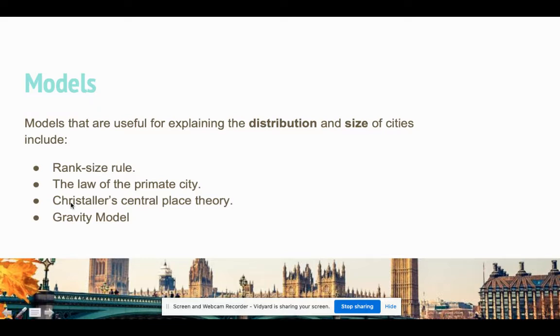These are very, very important. The AP exam, every release exam that I've looked at has had at least one question about each of these 4 models. So it's very important. So we're going to break those down.